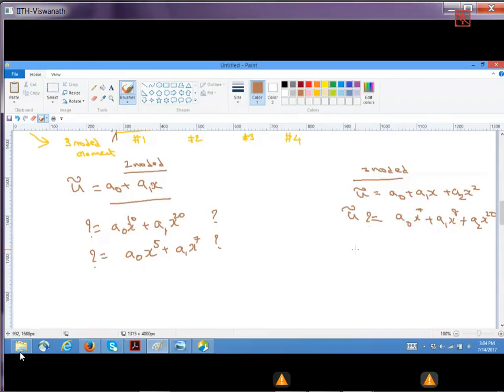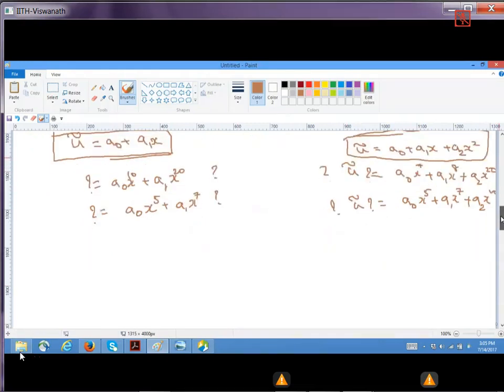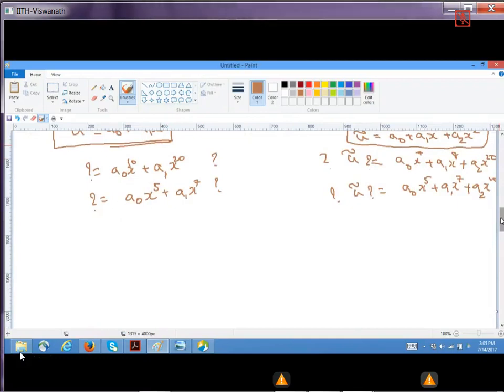Or a0 x to the 5 plus a1 x to the 7 plus a2 x to the 10? Is this good? Or is this valid? You think about it, but at this point of time I would only use this because this is the best one. Why is it the best one? We'll discuss it at a later point when we are talking about convergence and completeness. So this is a hint. For now, I will not pose you anything else, but you ponder over it and be prepared when I teach you about convergence. We will see whether this is the best option or that option.